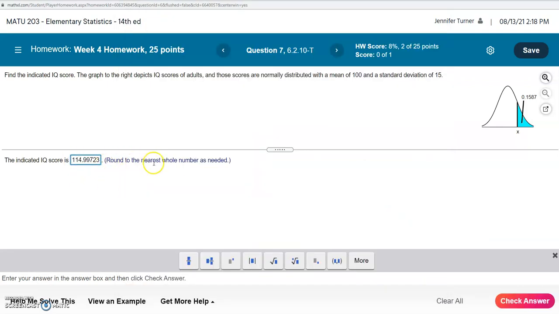This says round to the nearest whole number, so we don't want a decimal point or anything after it. So we're just going to look at the 114. The number that comes after the 4 is a 9, which means we should round that 4 up to a 5. So the indicated IQ score is 115.